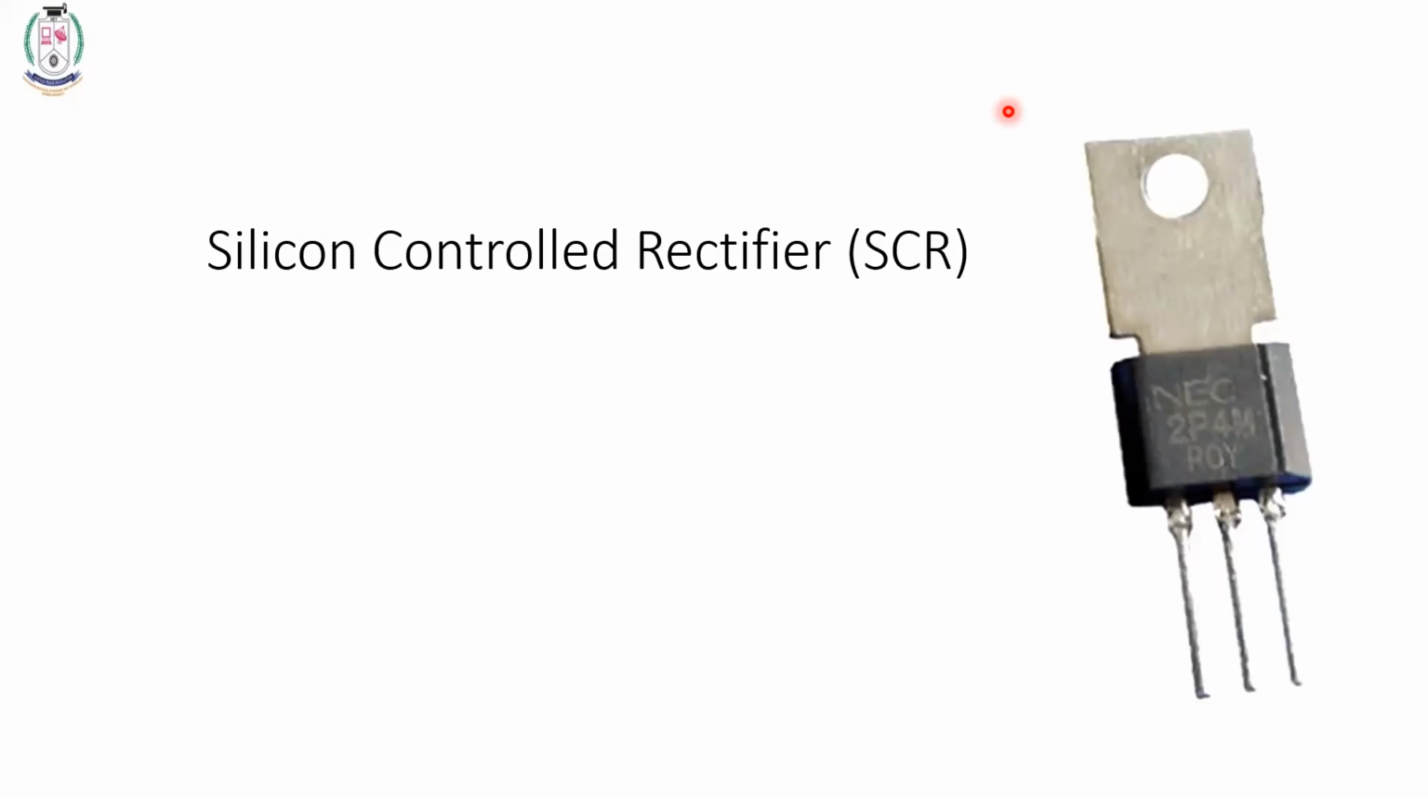Yeah, thank you, students. So I think you people were listening well. So there are three modes of operation we have seen: forward blocking, forward conduction, and reverse blocking mode. Yesterday we have seen till forward conducting mode. In forward conducting mode, what are the two methods to turn on the SCR? Forward conducting mode. Actually, we have seen with two conditions.